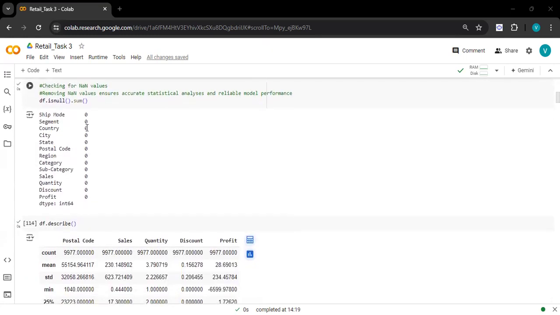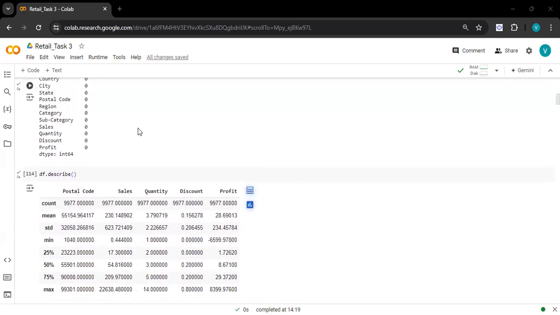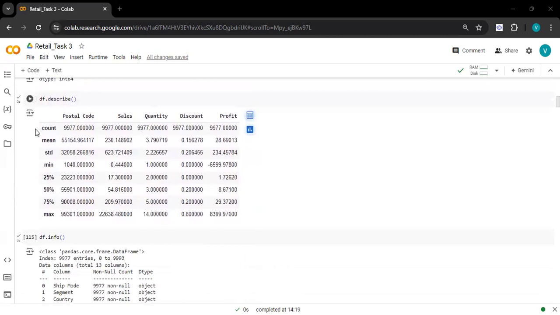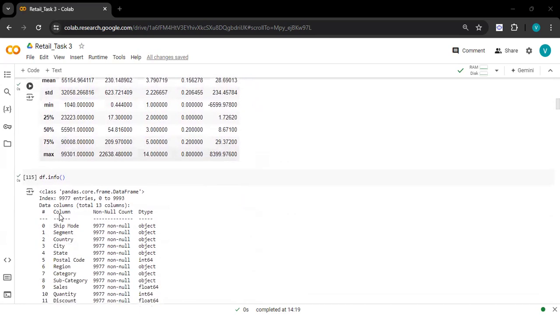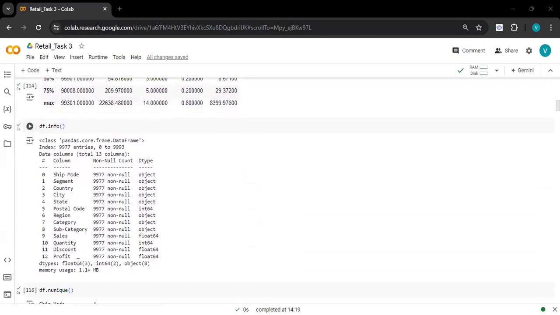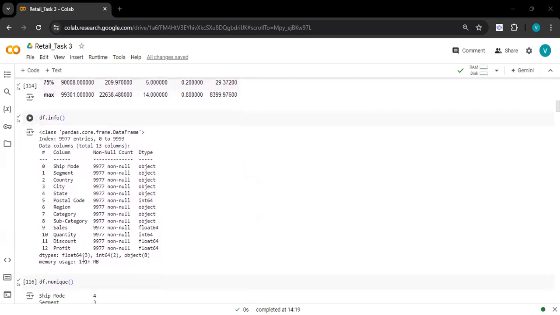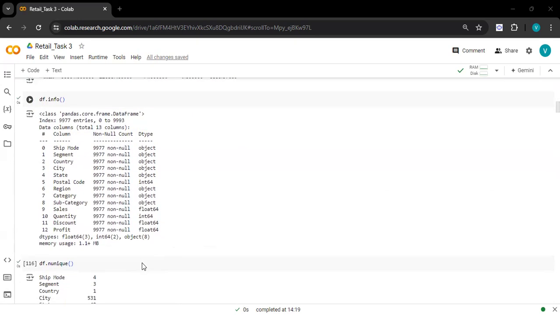Now I checked if any null or NaN values were present. There are no null or NaN values. You can see the count of the individual columns, and the mean, standard deviation, minimum and maximum values of each column. There are 3 columns of float data type, 2 of integer data type, and 8 of object data type in the dataset.